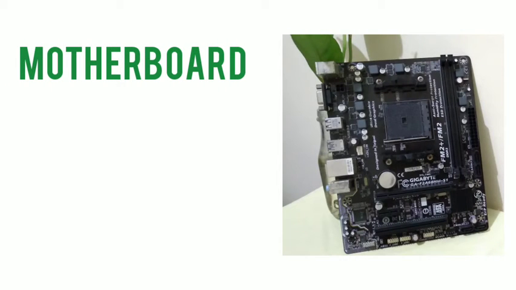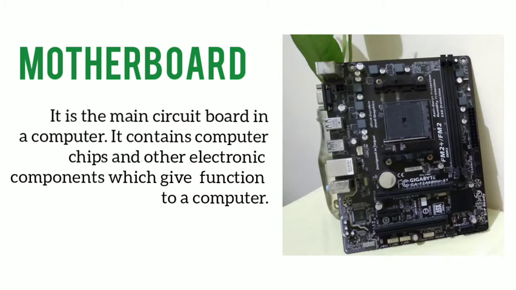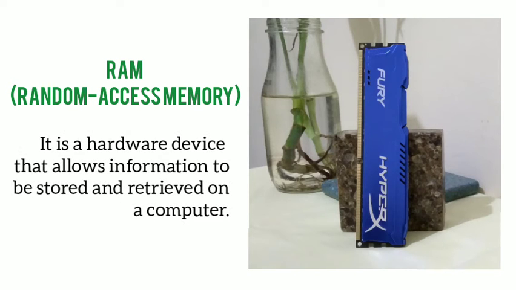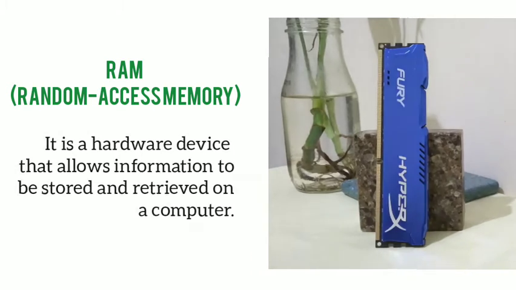Motherboard. It is also known as the system board or main board. It is the main circuit board in a computer. Motherboard contains computer chips and other electronic components which give function to a computer. Next part is RAM. Random access memory, also referred to as primary memory. It is a hardware device that allows information to be stored and retrieved to a computer. However, RAM is a volatile memory and requires power to keep the data accessible.